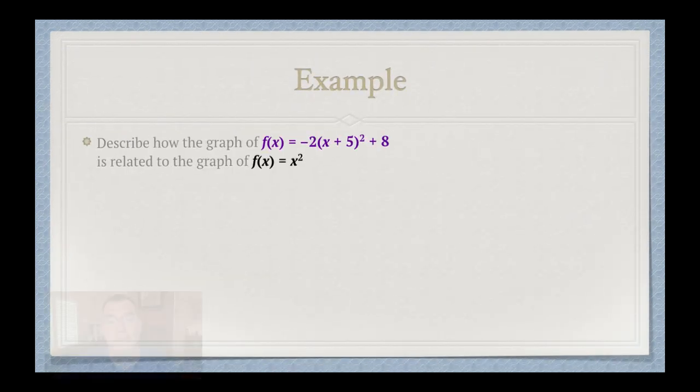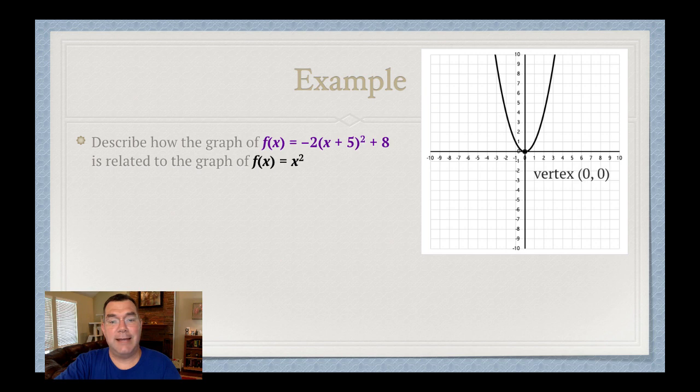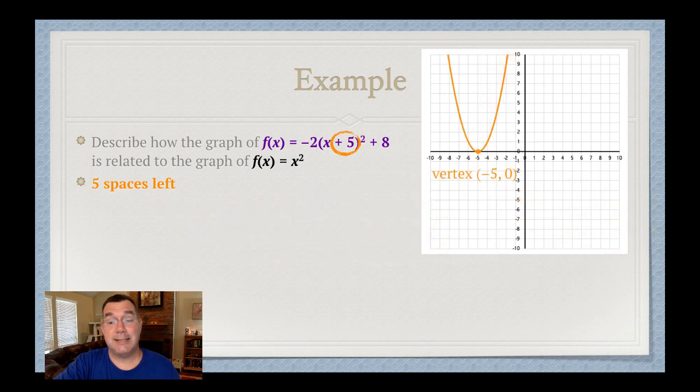So here's an example. If I have negative 2 times (x plus 5) squared plus 8, okay, I start with the parent function, which is x squared, and I need to get to that new purple function right there. Well, what's happening? That plus 5 that's in parentheses means that the entire graph moves 5 spaces to the left, and the vertex goes with it, which is now at negative 5 and 0.